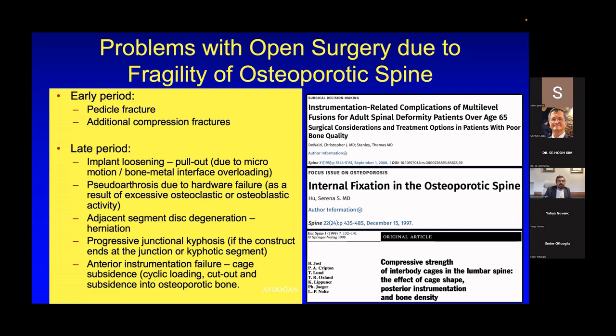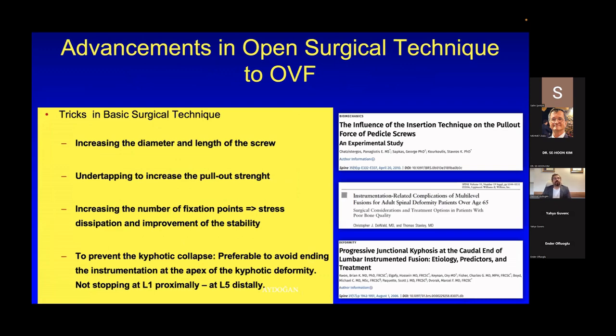kyphotic segment. In the late period, we can have implant loosening because of the bone quality, pseudoarthrosis due to hardware failure, adjacent segment disease, disc degeneration, I believe, and progressive junctional kyphosis is the most common problem, and also the most important complication. And anterior instrumentation failure, cage subsidence, also a long-term limitation of the surgery.